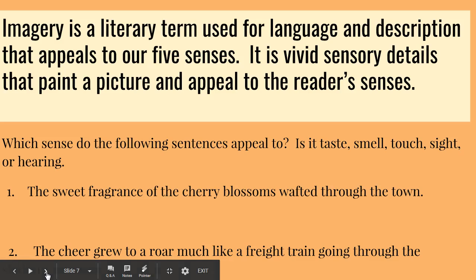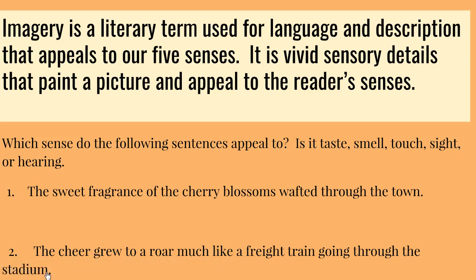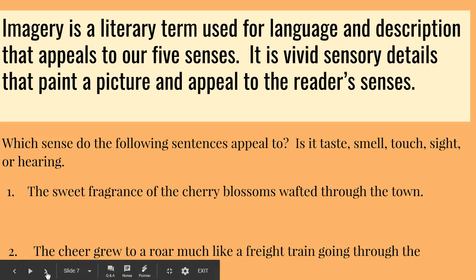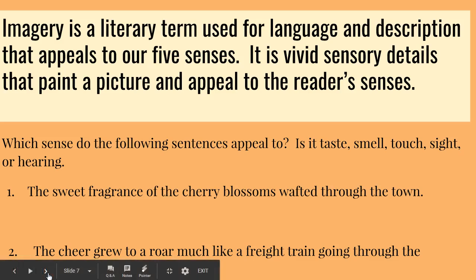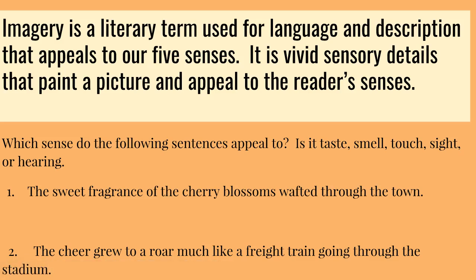Imagery is a literary term used for language and description that appeals to our five senses. It is vivid sensory details that paint a picture and appeal to the reader's senses. Which sense do the following sentences appeal to? Is it taste, smell, touch, sight, or hearing? The sweet fragrance of the cherry blossoms wafted through the town. The cheer grew to a roar, much like a freight train going through the stadium. Smell and hearing.